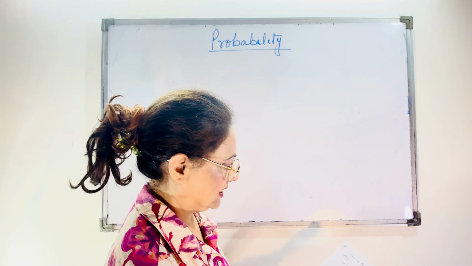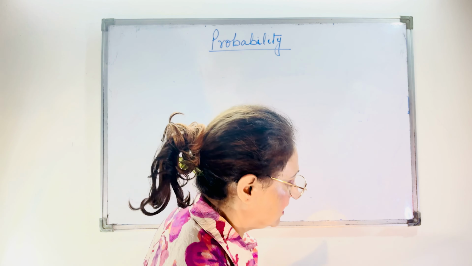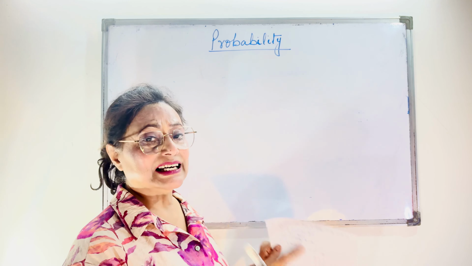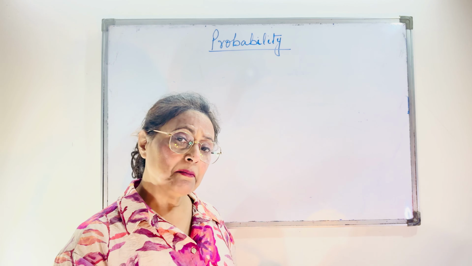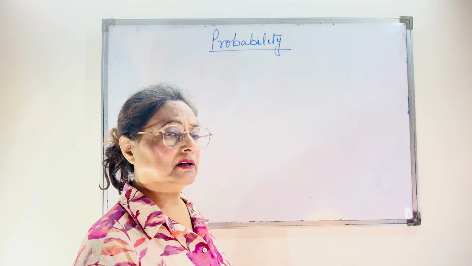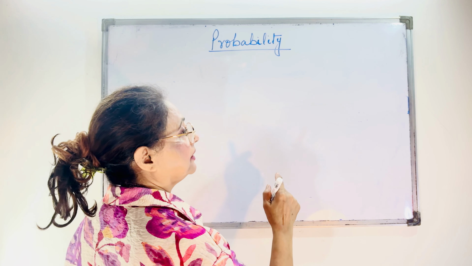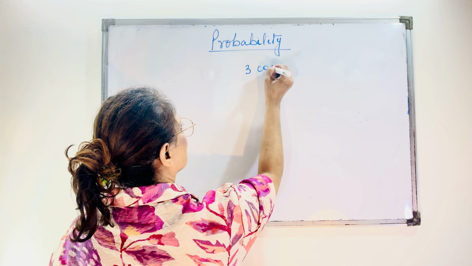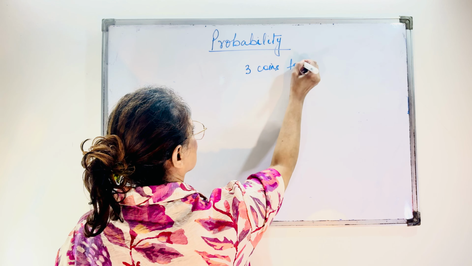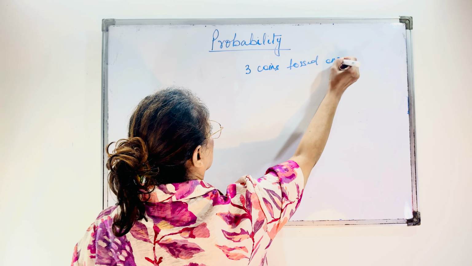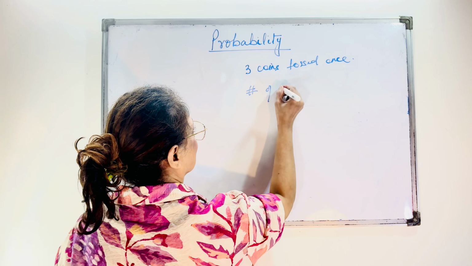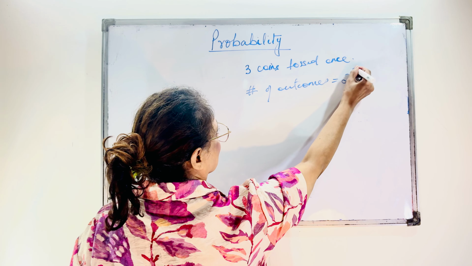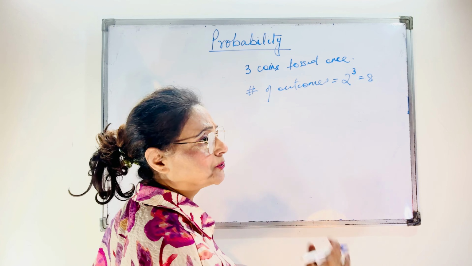I think I'll do this last question. 3 coins are tossed once. Tossing 3 coins at a time is the same as tossing 1 coin 3 times. Number of outcomes will be how much? If 3 coins are tossed once, the number of outcomes will be 2 to the power 3. That is 8.